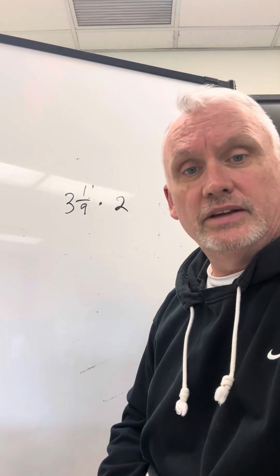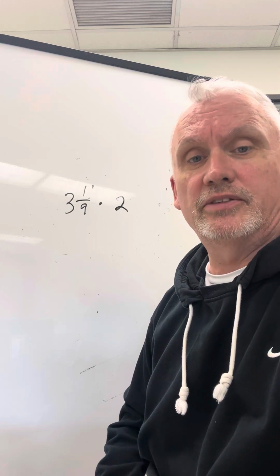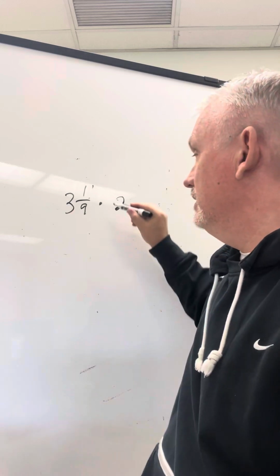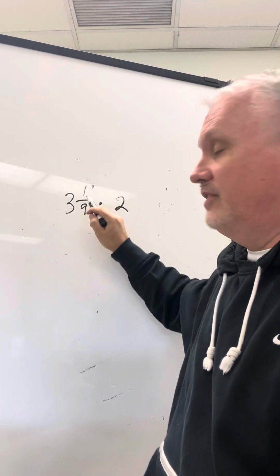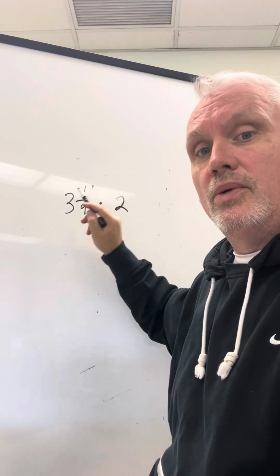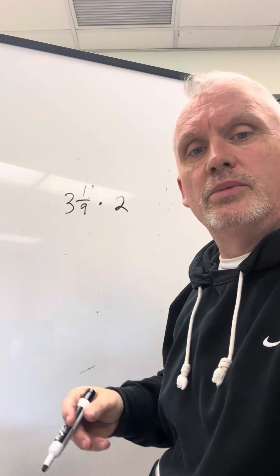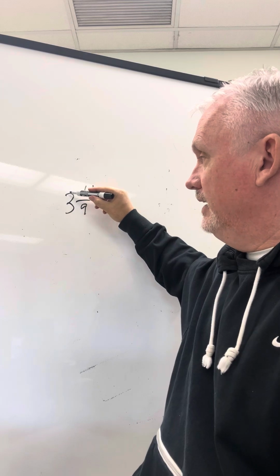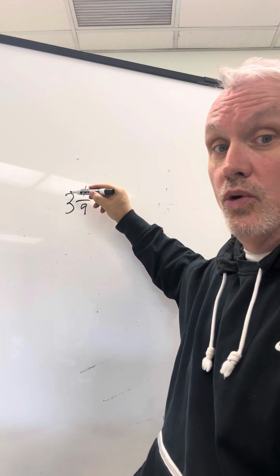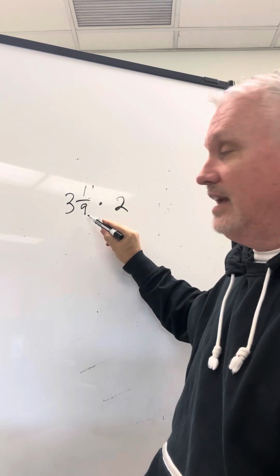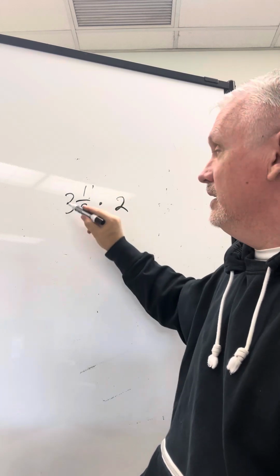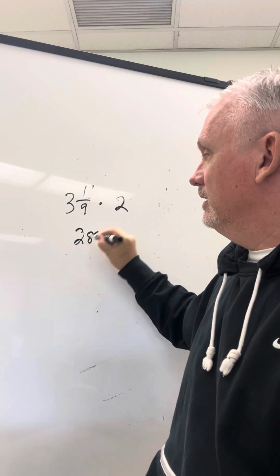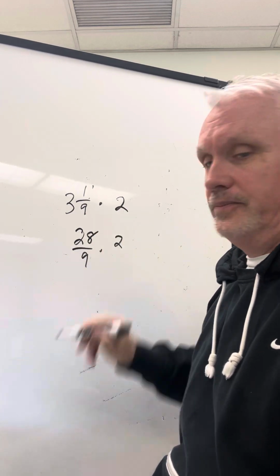always take the mixed number and change it to an improper fraction. I'll say that again. Always take the mixed number, whole number and a fraction. It's mixed. Always change it into an improper. How do you do that? Whole number times the denominator. 3 times 9 is 27, plus the numerator, plus 1 is 28 over 9 times 2.